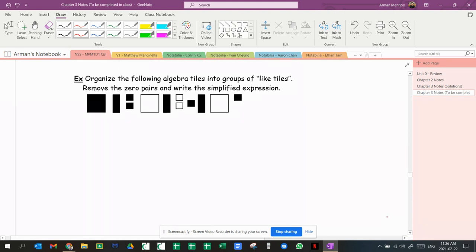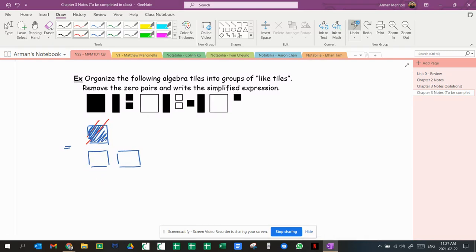Organize the following algebra tiles into groups of like tiles. Remove the zero pairs and write the simplified expression. So it looks like I have one positive x squared. Ooh, and let's not forget to put an equal sign here. And then it looks like I have two negative x squareds. So the way I like to put my negative x squareds is I like to put them just below, so that way I can cross off my zero pairs, just like that.